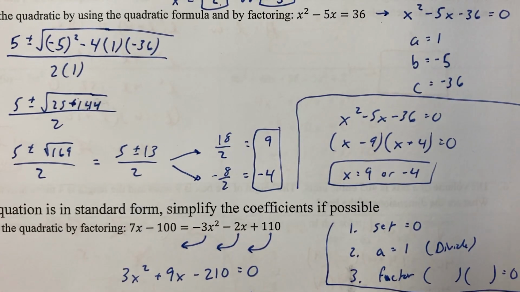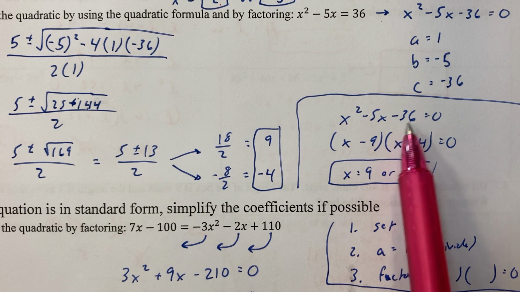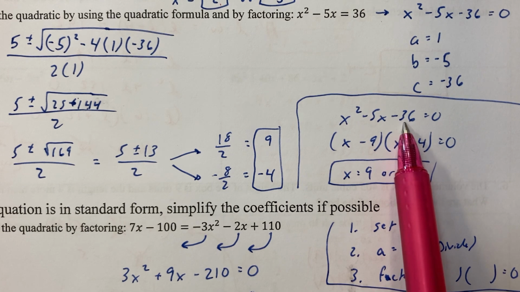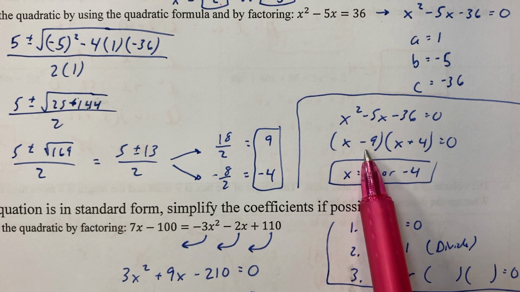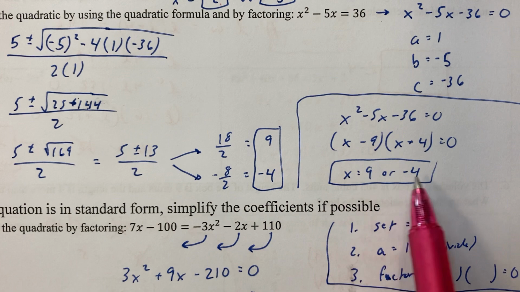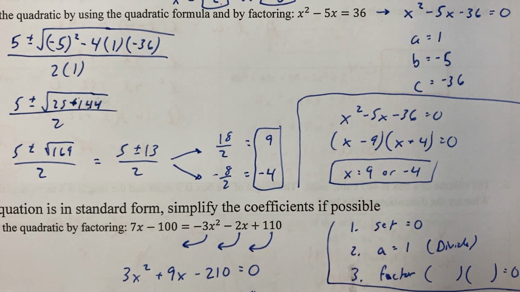The other option is to factor. And so 36 is the magic number. 36 is 9 times 4. I can use 9 and 4 to make -5. -9 and +4. 9 and -4 would work. And you get the same answers either way you go.